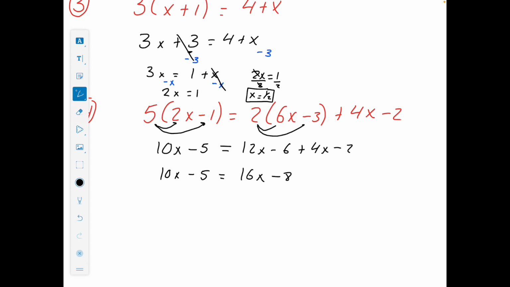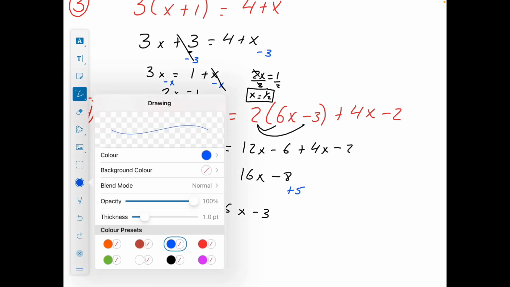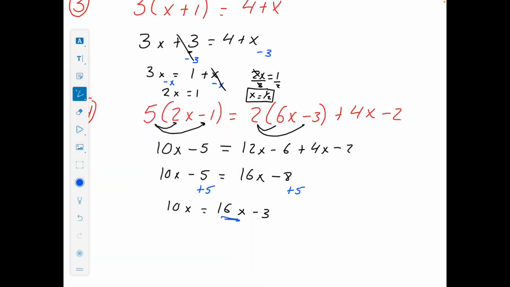Okay, again now we need to organise this, so we want x's at one side and numbers on the other side. So first problem here, we get rid of this minus 5. To get rid of a minus 5, we want to make it 0, so you need to add 5. So we'll add 5 to this side, so we'll need to do the same thing to that side. So then we'll end up with 10x is equal to 16x, minus 8 plus 5 will be minus 3.